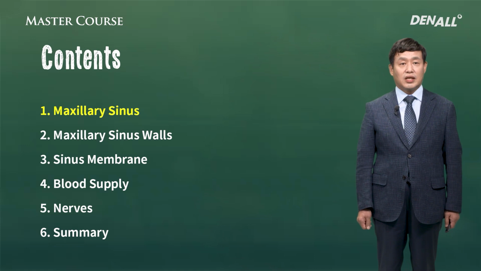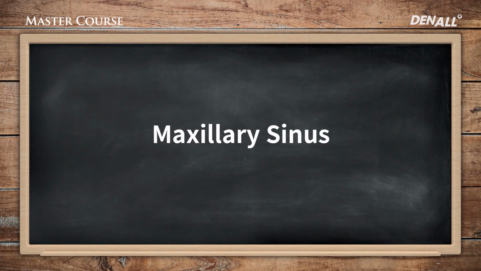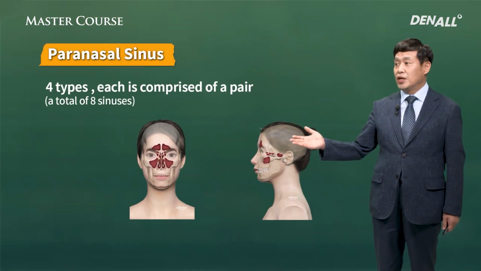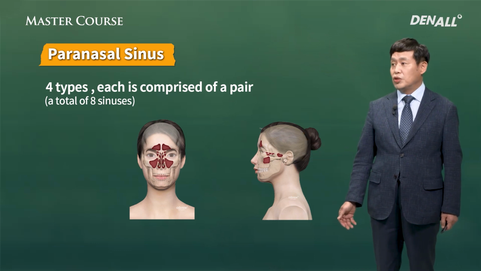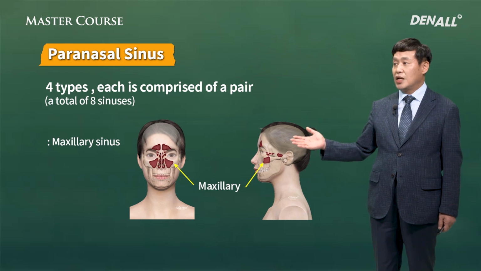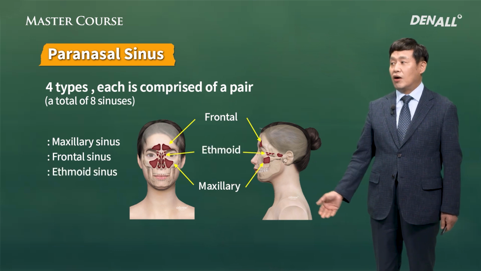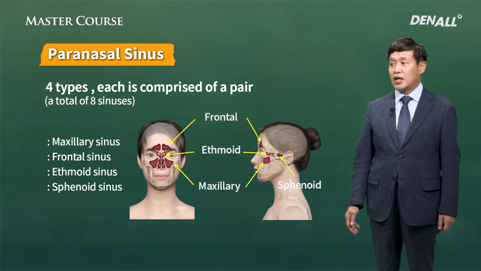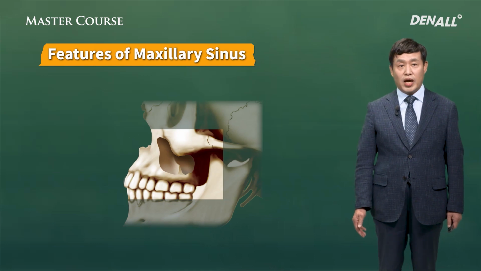First, I'm going to talk about the overview of maxillary sinus and sinus walls. As you know, maxillary sinus is a type of paranasal sinuses. So the paranasal sinus, as you know, has maxillary sinus, frontal sinus, ethmoid sinus, and sphenoid sinus. The four sinuses are in pairs, the left and right, so in total 8 sinuses.